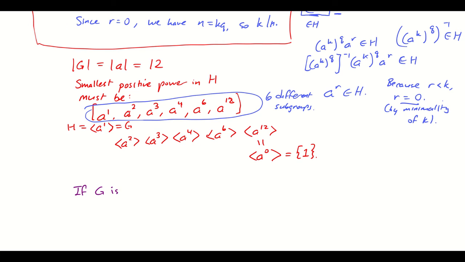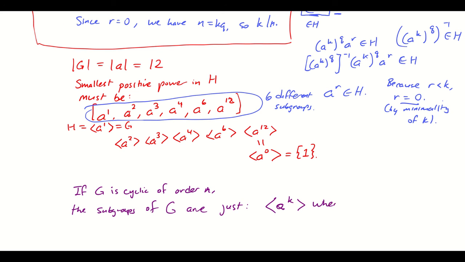If G is cyclic of order n, the subgroups of G are just the subgroups generated by a to the k, where k is a positive divisor of n. And we discovered that that even accounts for the case in which I have the trivial subgroup, because in that case the k is just equal to n. If my k is n, then I'm just generating the subgroup generated by the identity.